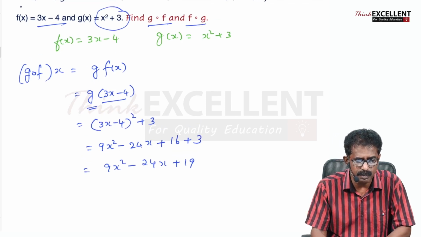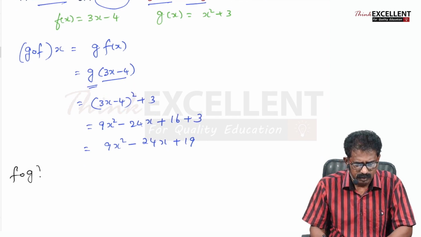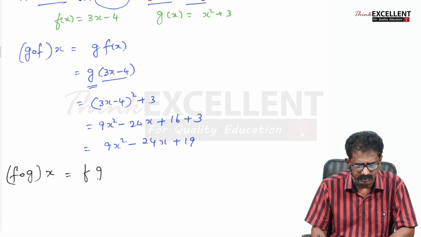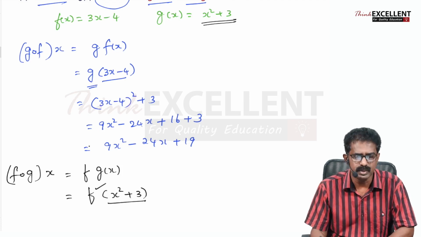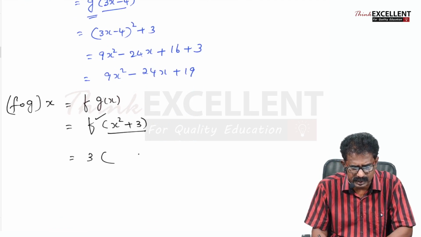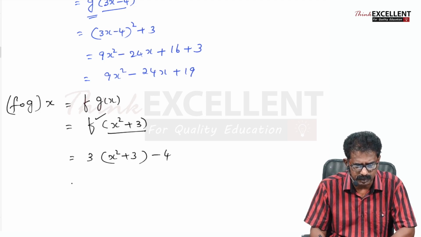Next they asked to find what? F composition G. Now the same method we are going to use. For that you find F compose G of x. That is F of G of x. What is G of x? x square plus 3, right? Now put this value in F. What is F of x? 3x minus 4. Instead of x, you put that value, x square plus 3. Multiply term by term. 3x square plus 3 3s are 9, minus 4. So your answer is 3x square plus 5, right?